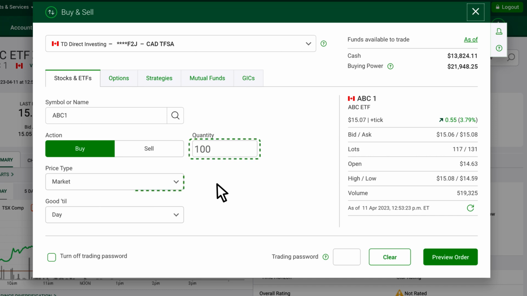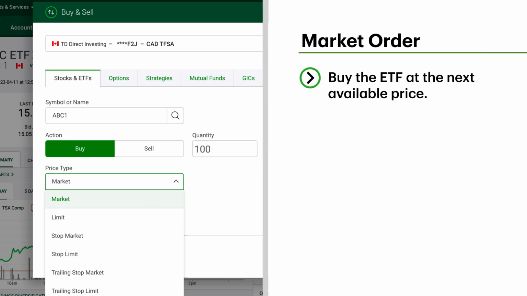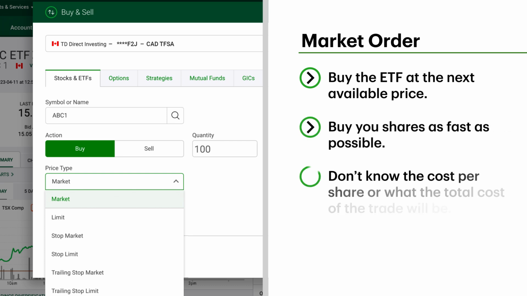The next choice is price type, and the most common ones are market or limit. A market order means you want to buy the ETF at the next available price after you submit the order. This will buy you the shares as fast as possible, but you won't know exactly how much each share will cost or what the total of the trade will be.